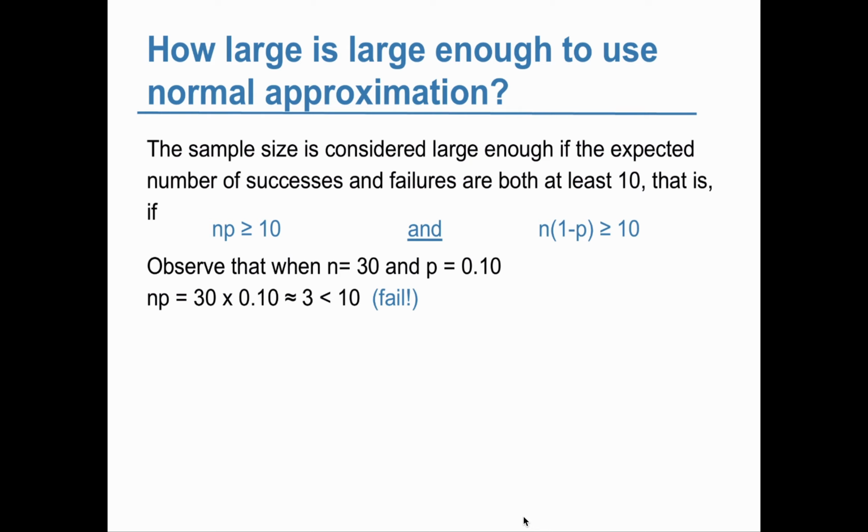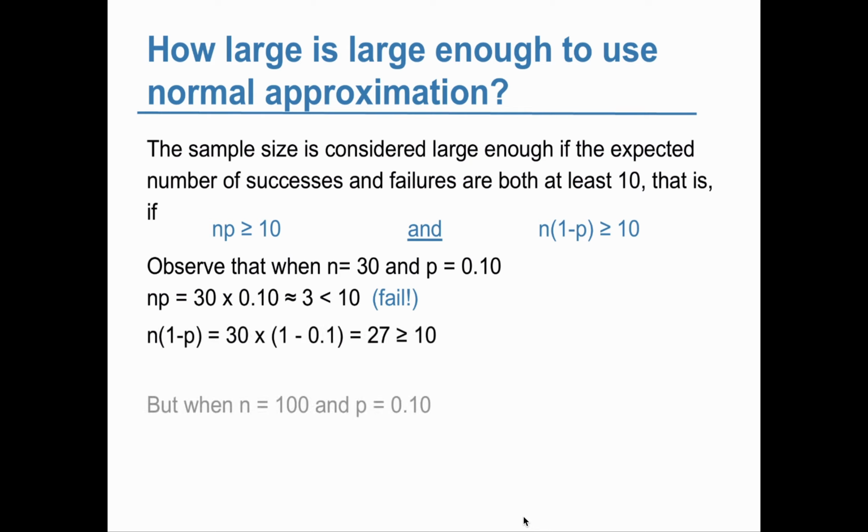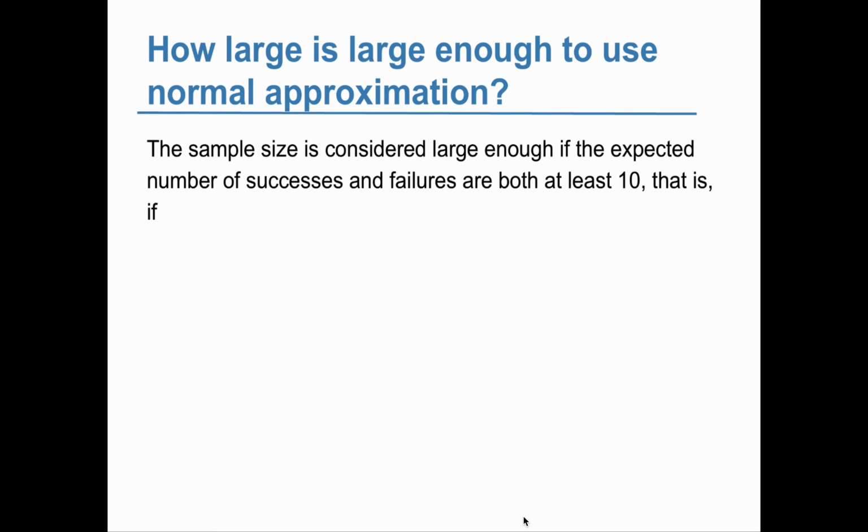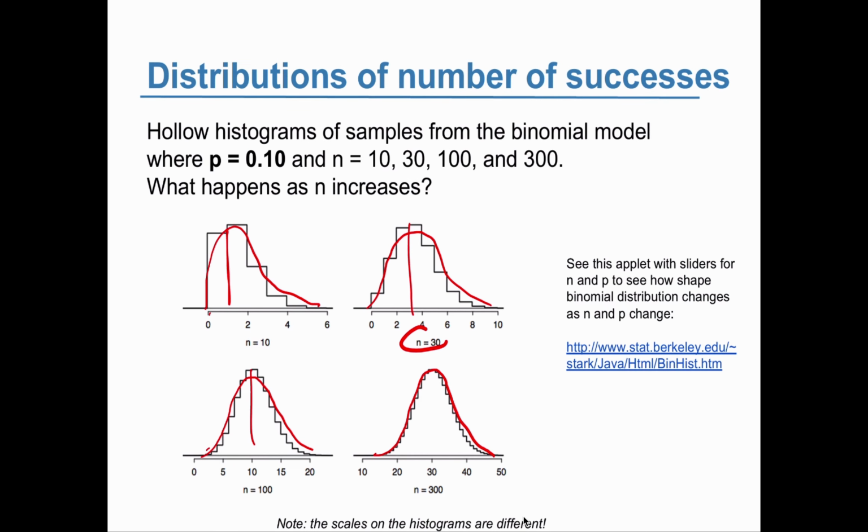So if n is 30 and p is 0.1, then np is only 3. That fails. But when n is 100 and p is 0.1, np is 10, and n(1 minus p) is 90. That works. And if we go back here, right, the n equals 30 doesn't really look normal, but the n equals 100 does look normal.